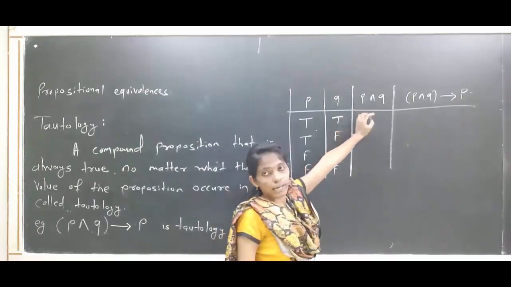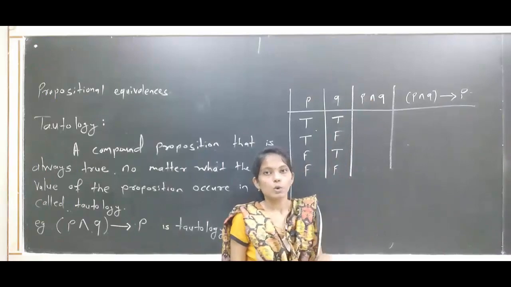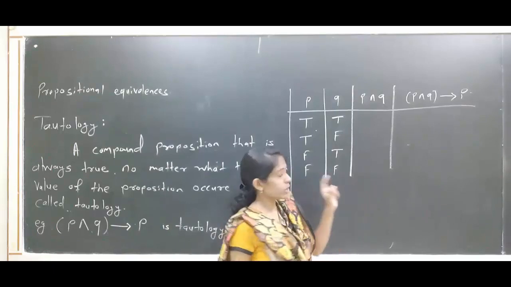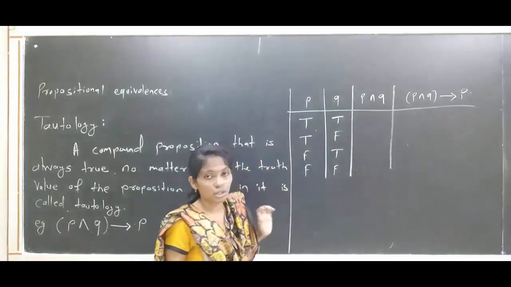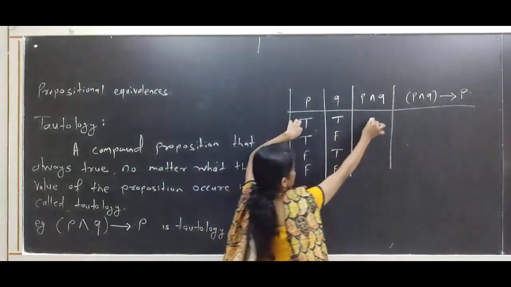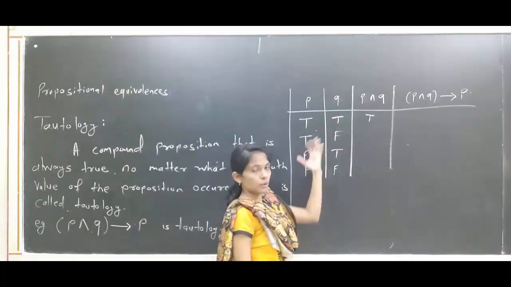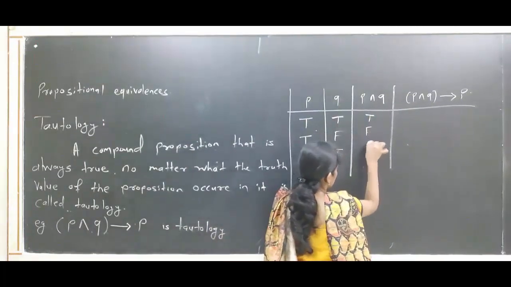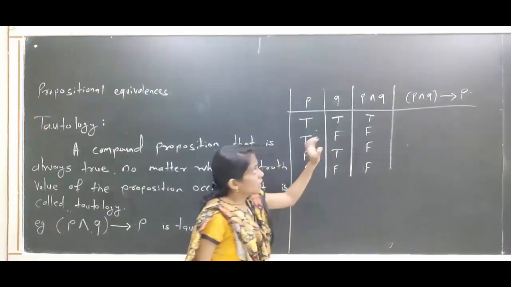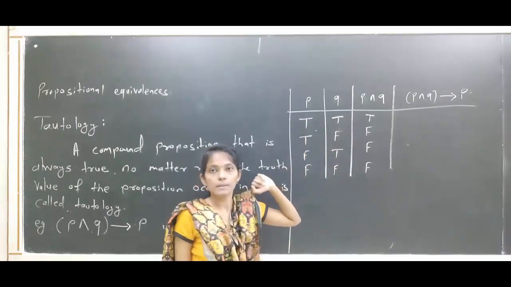Now, we all know that this is conjunction, that is, and. When the truth value of both propositions is true, then the conjunction is true. Otherwise, it is false. So here P and Q both true, so it is true. Here TF, FT and FF, so it is false.